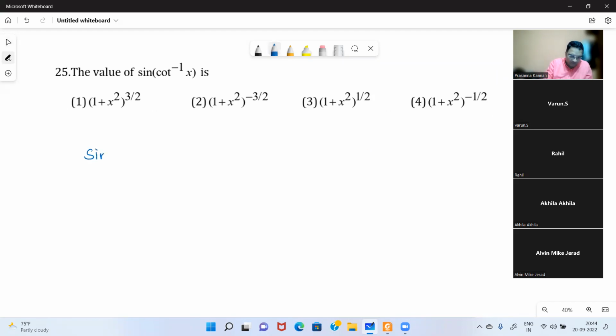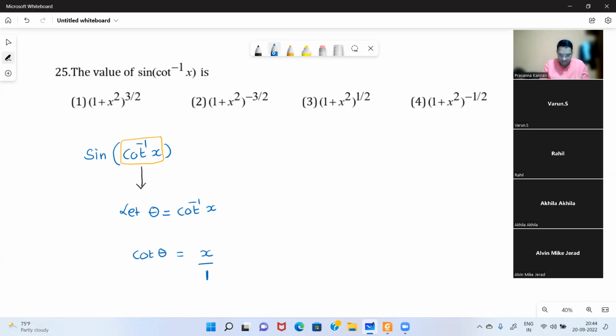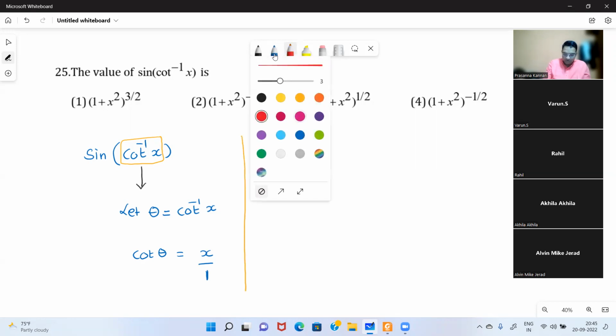So we need to find sine of cot inverse x. What we will do is take this inner angle as theta. Let theta be equal to cot inverse x. Then what will be cot theta? x. Exactly. Now I will consider there is a 1 here. That's fine, correct? Now we will draw a triangle.